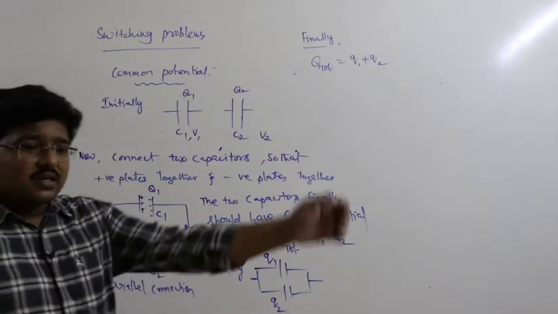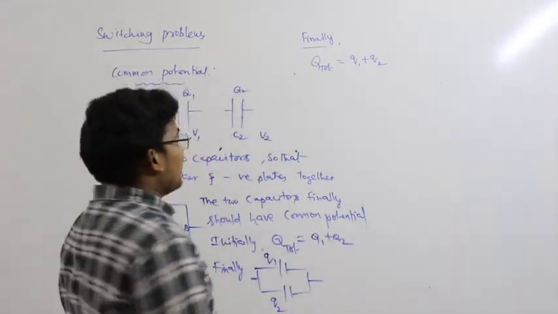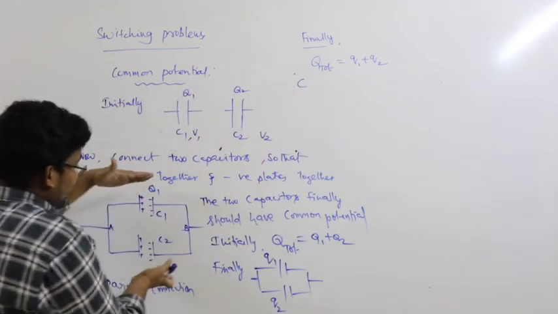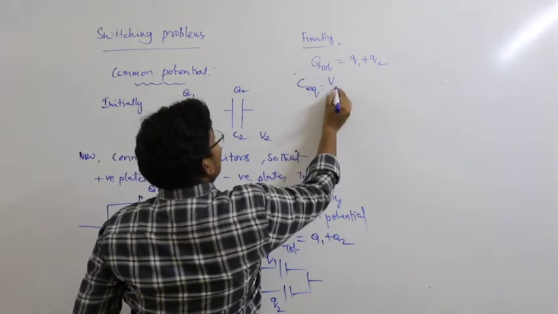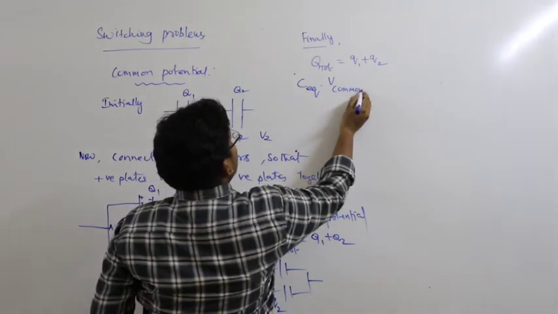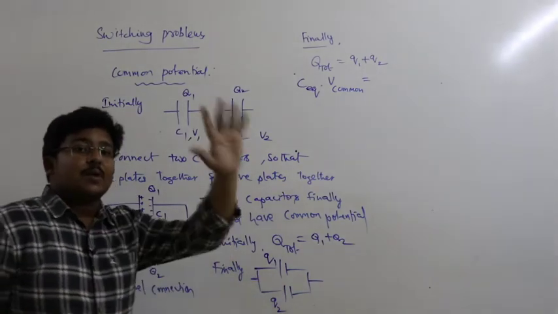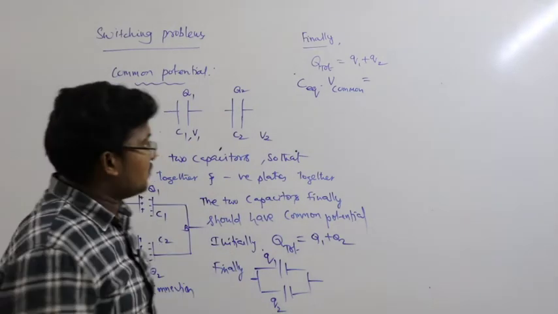Right? Now, generally what is the formula for charge? Q is equal to CV. So I can say that Q is equal to C. Finally, what is the C? When they are connected in parallel, I will write C equivalent into V. What is the V? V common. Because finally both of them are having the same endpoints, so common potential. Now this is Q1 and Q2. These are the final charges.